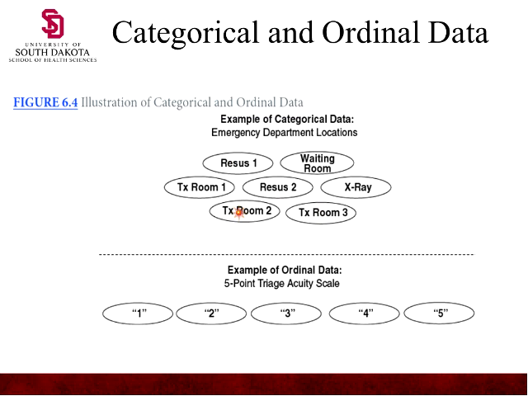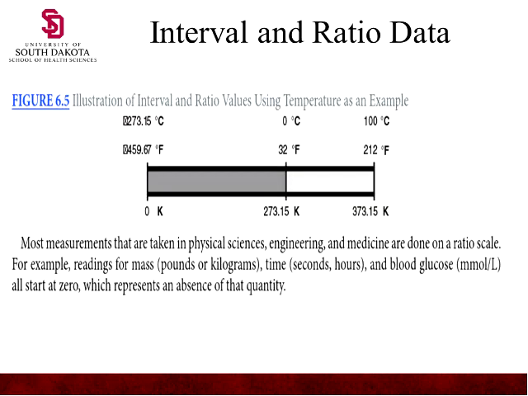Example of ordinal data: the triage acuity, 1 through 5. That means a person with 1 is less acute than a person with 5, but it doesn't tell you anything else.